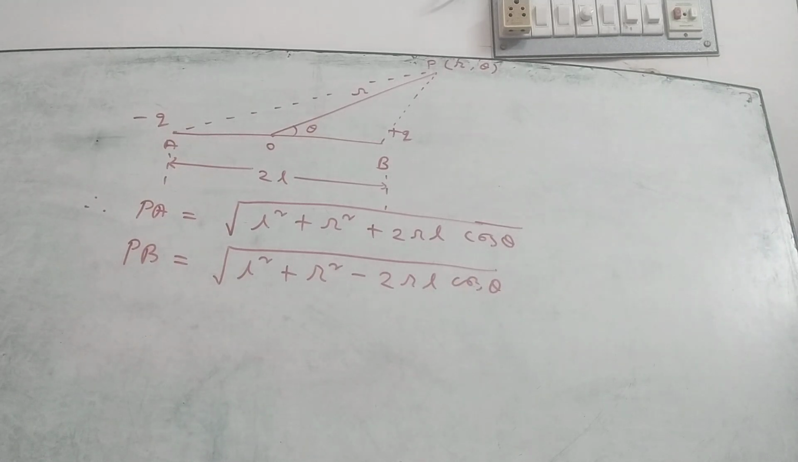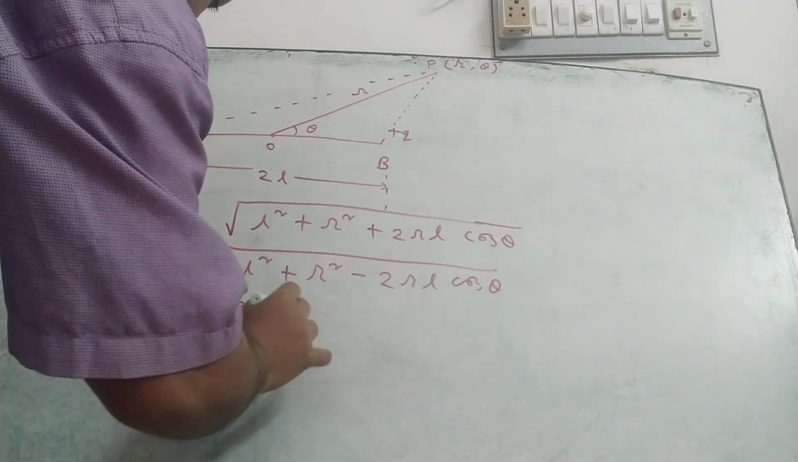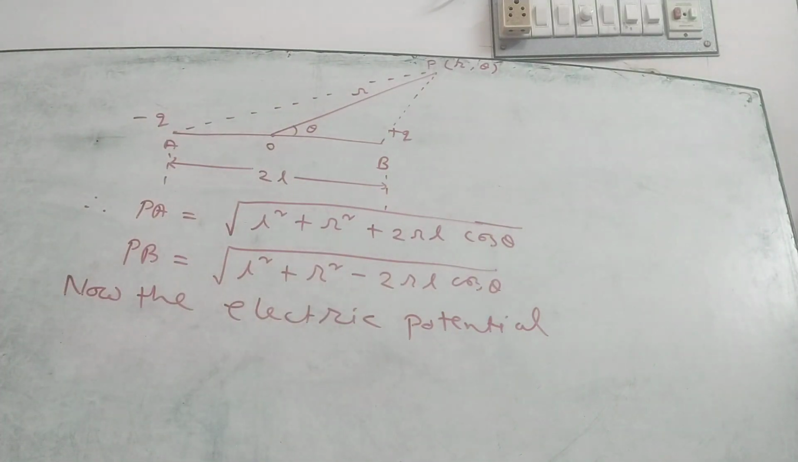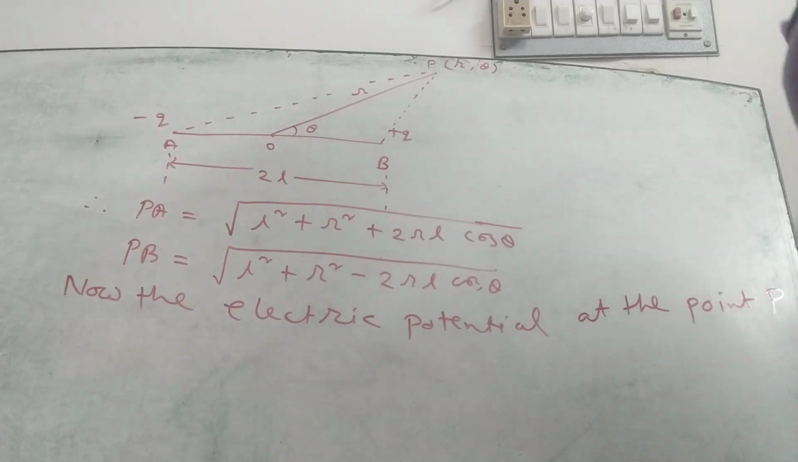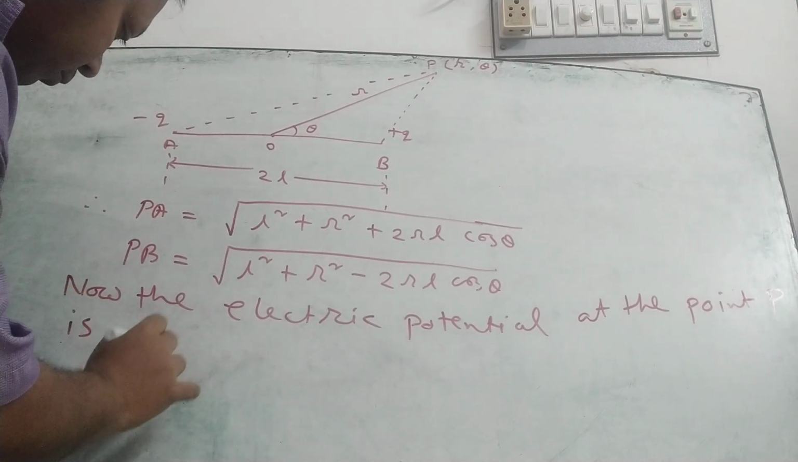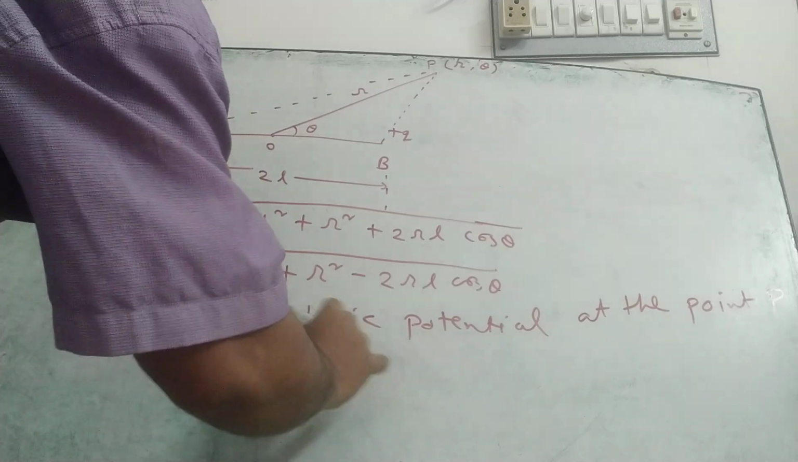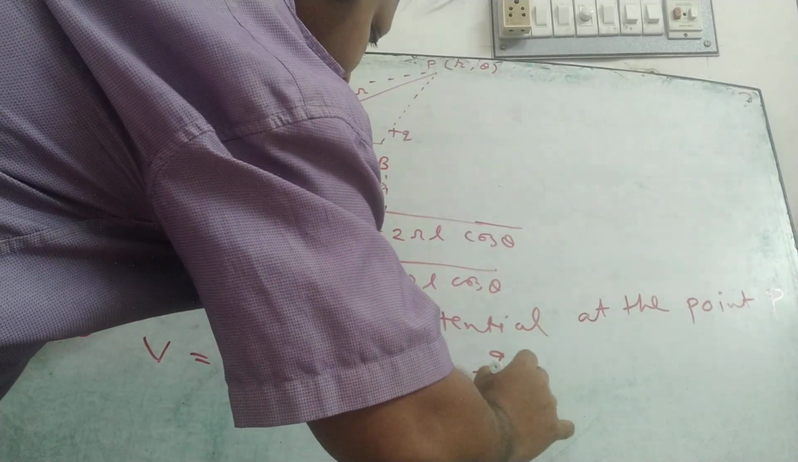Now, the electric potential at the point P is V equal to 1 by 4 pi epsilon 0 into Q by PB minus Q by PA.